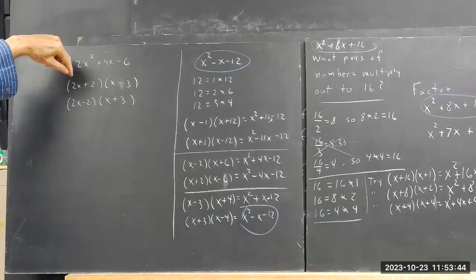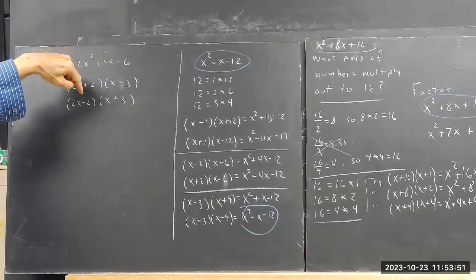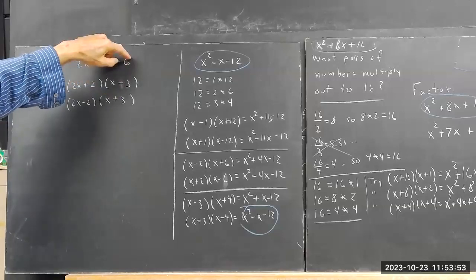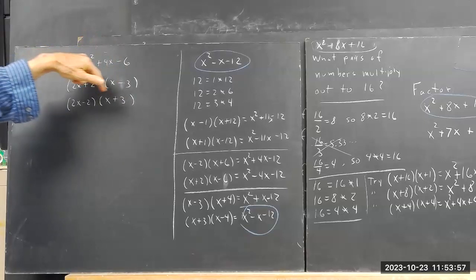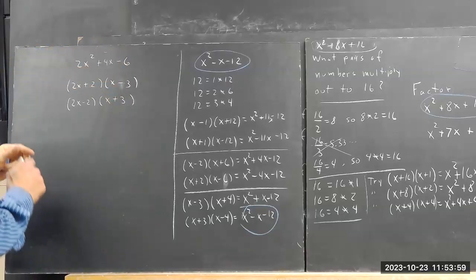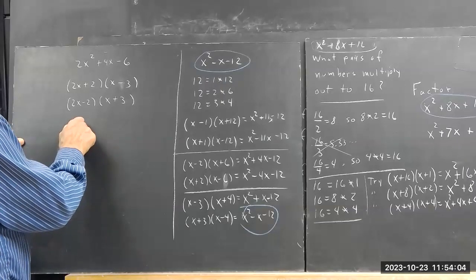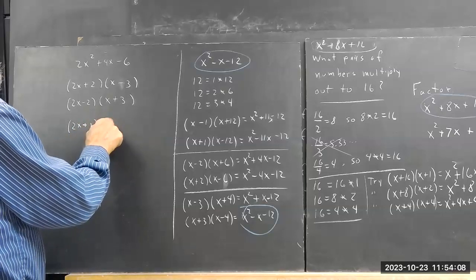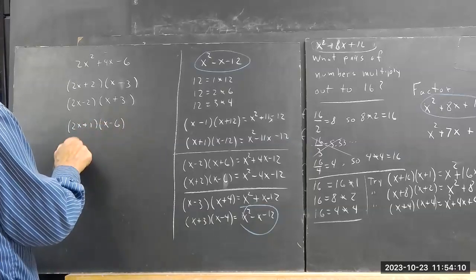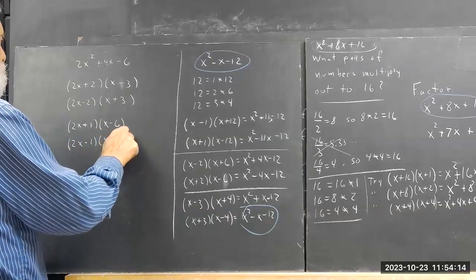So we see that 2x times x gives x squared both times. And 2 times minus 3 gives us minus 6, or minus 2 times 3 gives us minus 6. Okay, 2 times minus 3 is minus 6, minus 2 times 3 is minus 6. And then we could have 2x plus 1 times x minus 6, or 2x minus 1 times x plus 6.